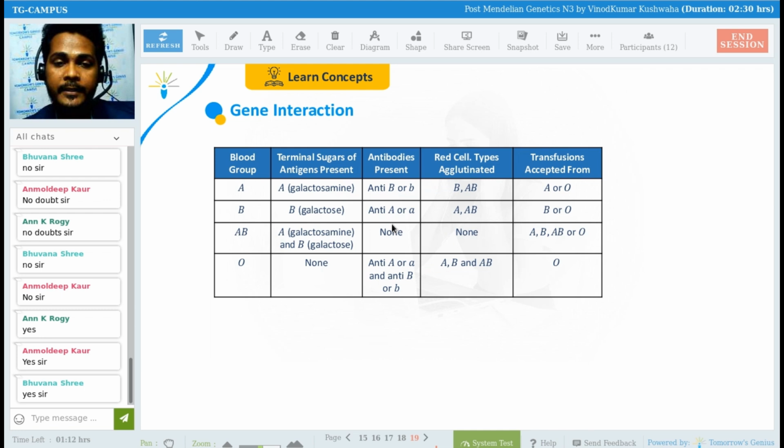This is something interesting. This is called the chemical basis of ABO blood group. We are going to learn what chemicals are present in the ABO blood groups. Basically, we know that the antigens of ABO blood groups are protein-sugar compounds. So the ABO blood group antigen has a protein sugar compound.